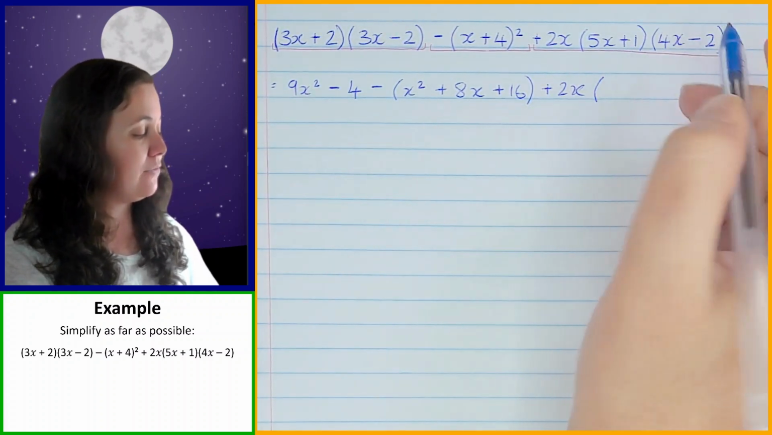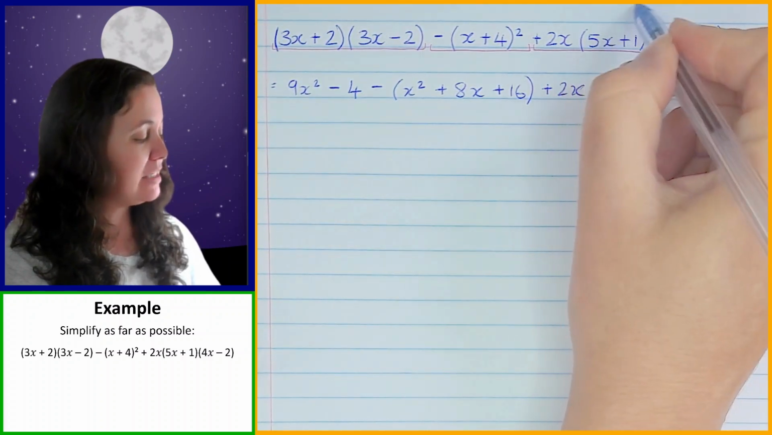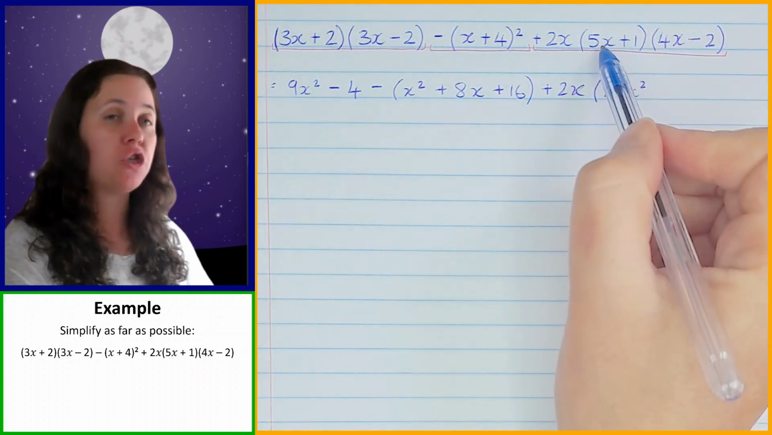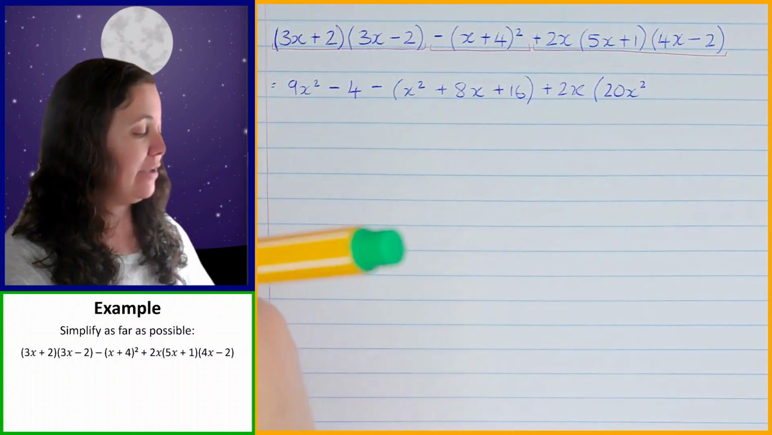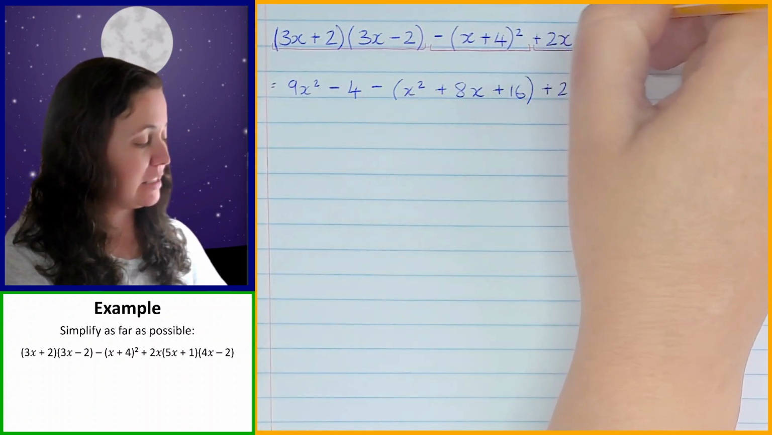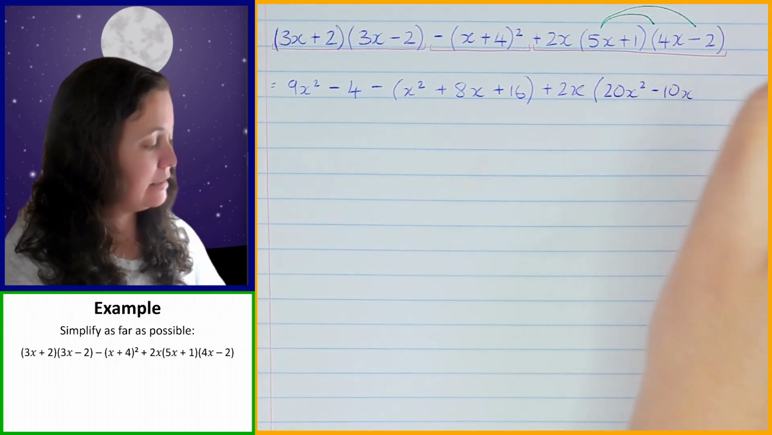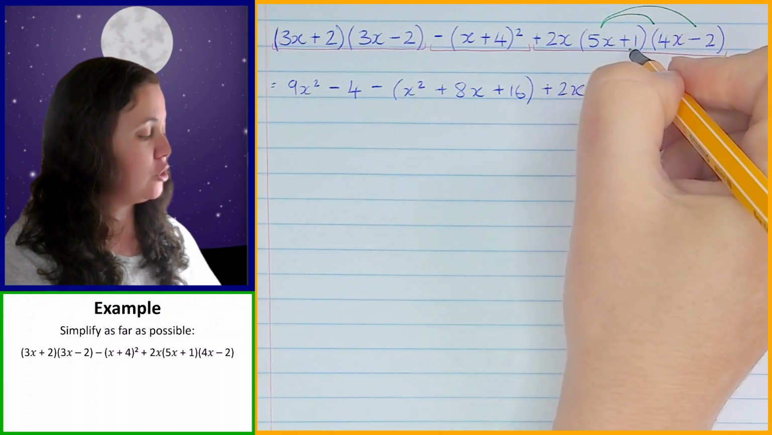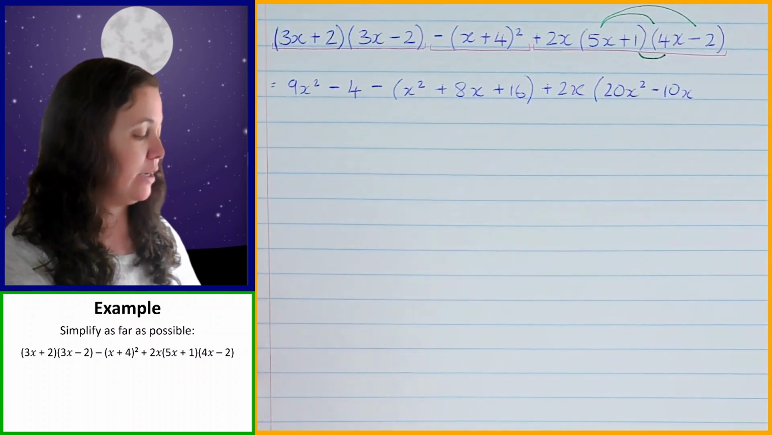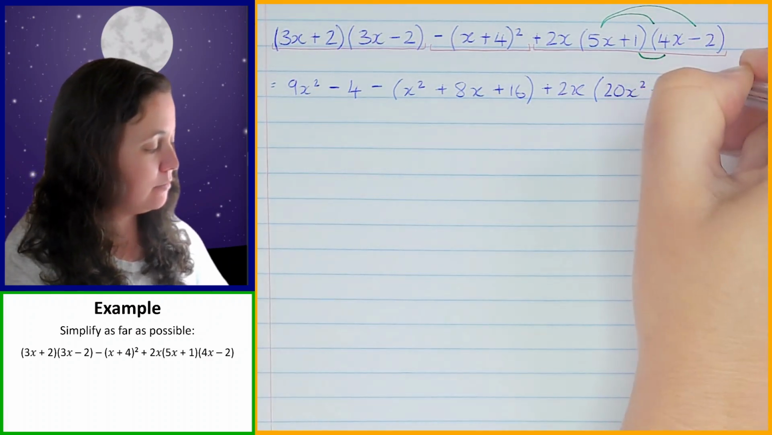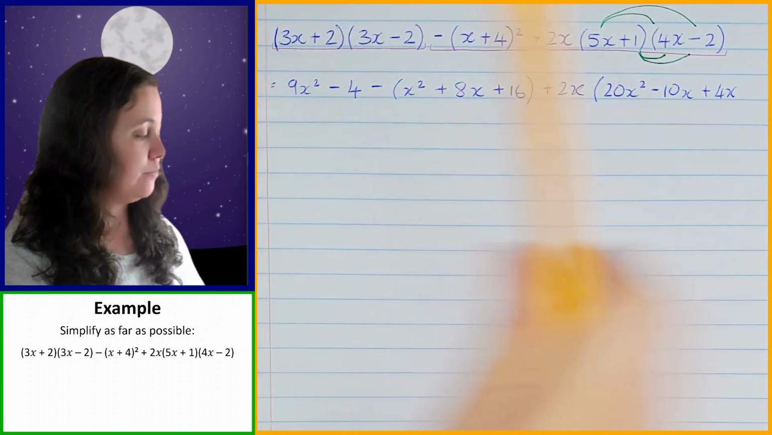So it's 5x times 4x is 20x squared. 5x times negative 2. So remember, we multiply each term in the first set by each term in the second set. So I'm doing over here 5x times 4x, and then 5x times negative 2. So that's negative 10x. Then I'm going to do my second term in the first set of brackets, and I multiply that with each term in the second set. So 1 times 4x is positive 4x. And then 1 times negative 2 is minus 2.